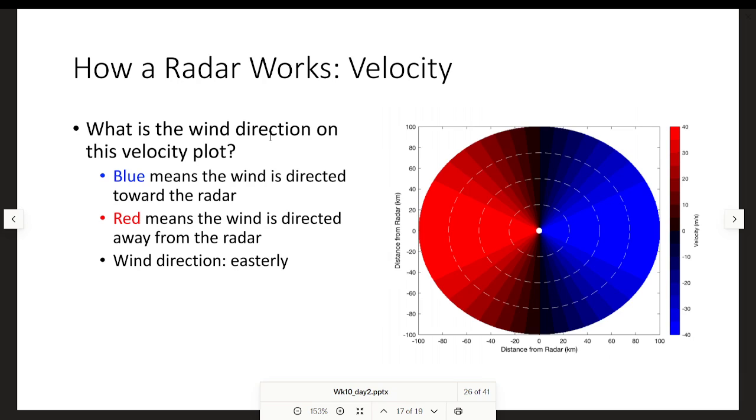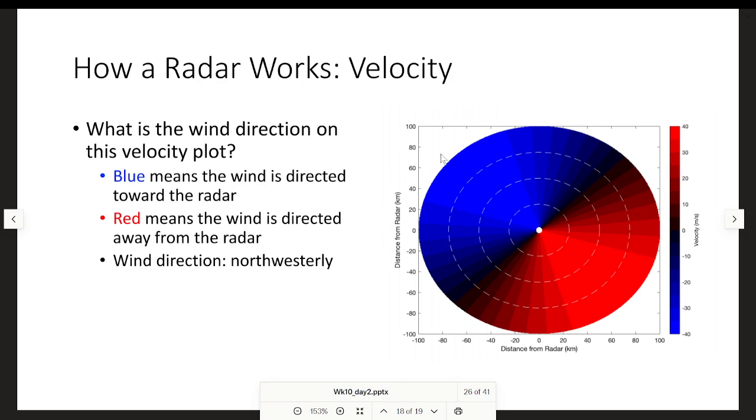So, what is the wind direction on this velocity plot? Blue means the wind is directed towards the radar, and red means the wind is directed away from the radar. And remember, it's strongest where it's the brightest. So, this is the brightest area. It's going towards the radar, it hits the radar, and now it's going away from the radar. So, we can assume that this wind is easterly, or coming from the east.